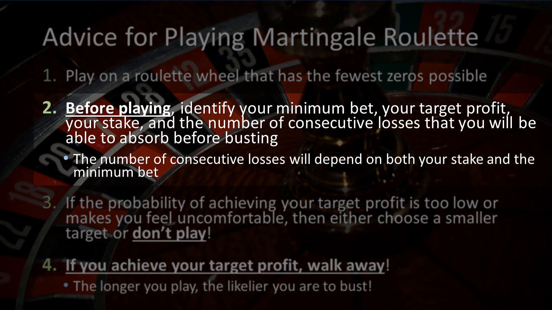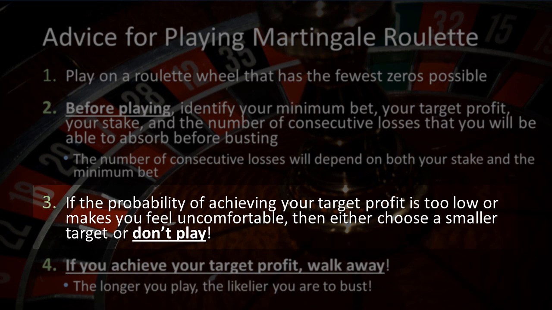Next, before you play, identify your minimum bet, your target profit, your stake, and the number of consecutive losses that you will be able to absorb before busting. The number of consecutive losses will depend on both your stake and the minimum bet. You can use the tables in this video to figure these things out.